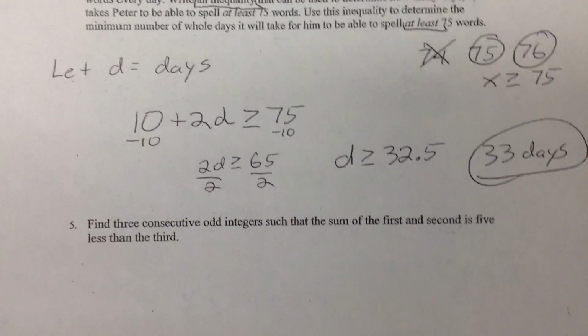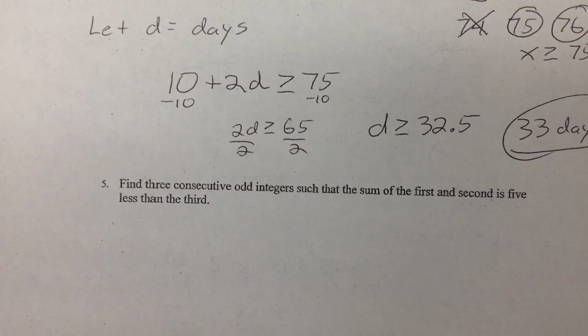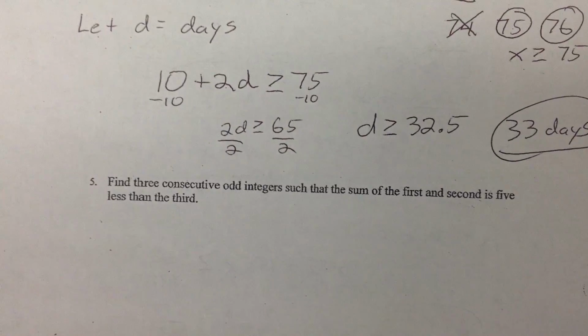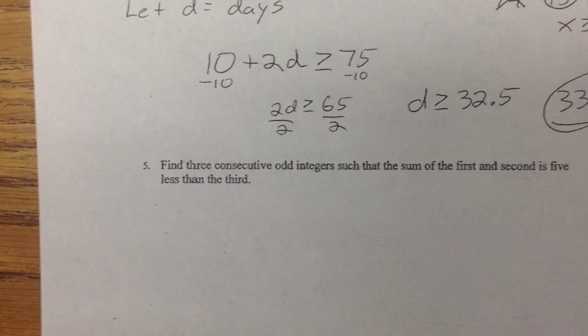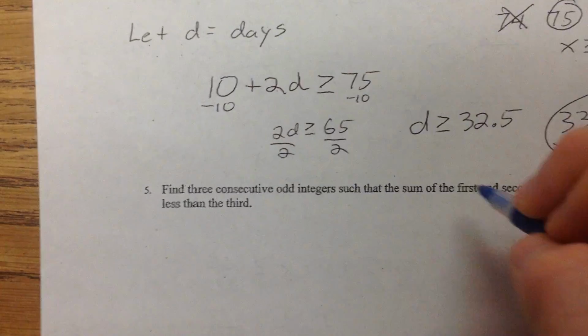All right, moving on. Consecutive integer problems. Find 3 consecutive odd integers such that the sum of the first and second is 5 less than the third. All right, so there's a lot going on here. First of all, let's talk about consecutive integers.